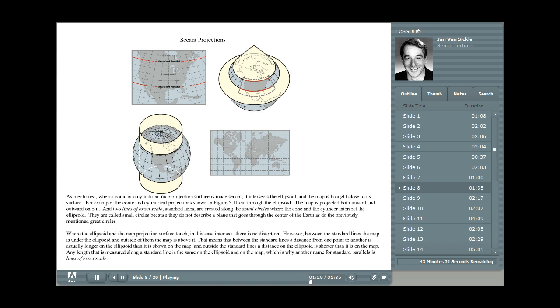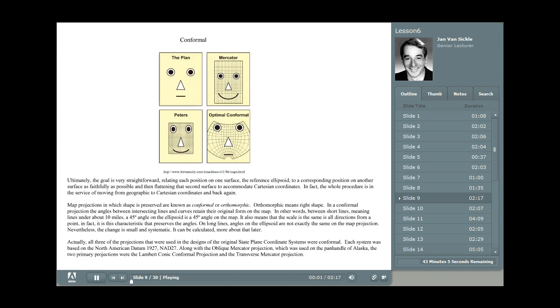Now, this lower picture is a Mercator projection, but not a transverse Mercator projection. To make it transverse, one would turn that cylinder 90 degrees from where it's shown here. This is a standard Mercator projection in this picture.